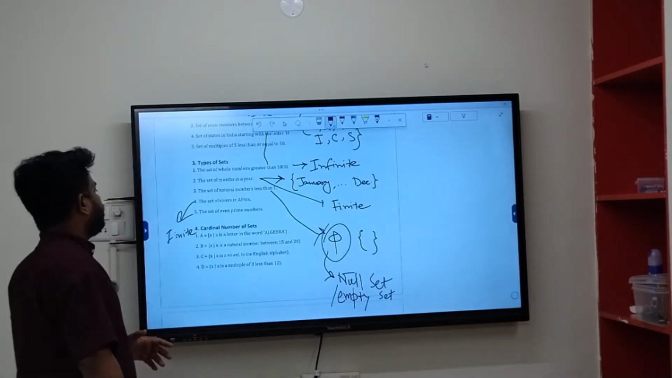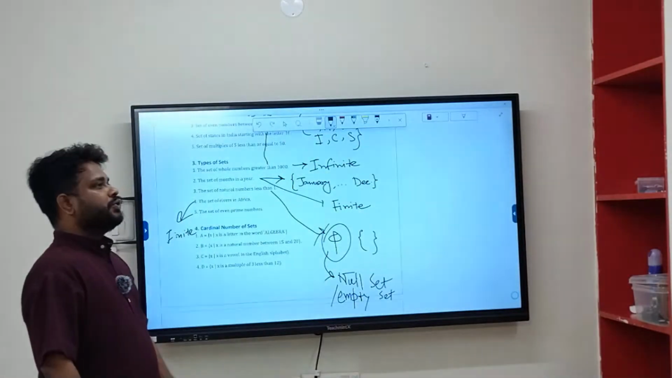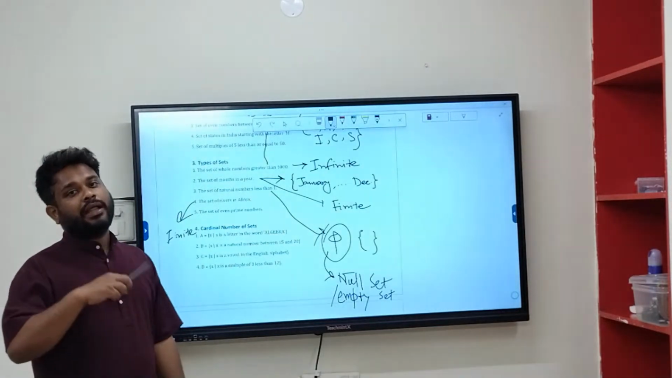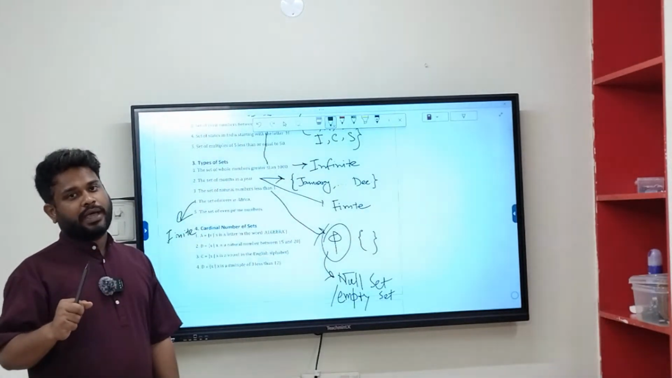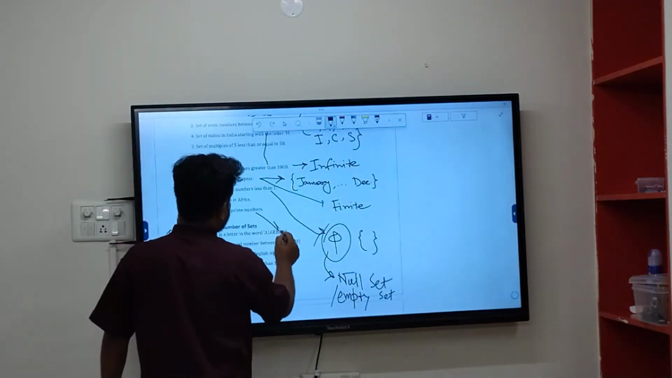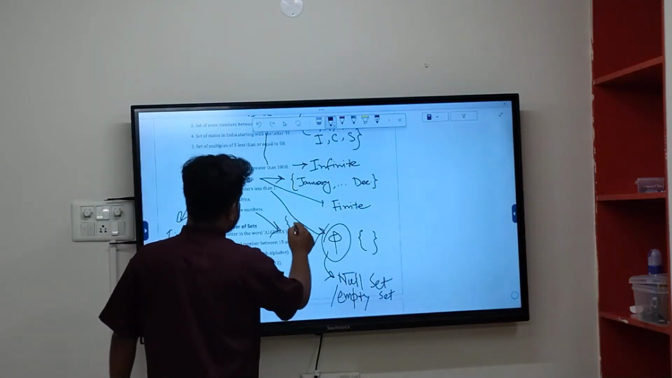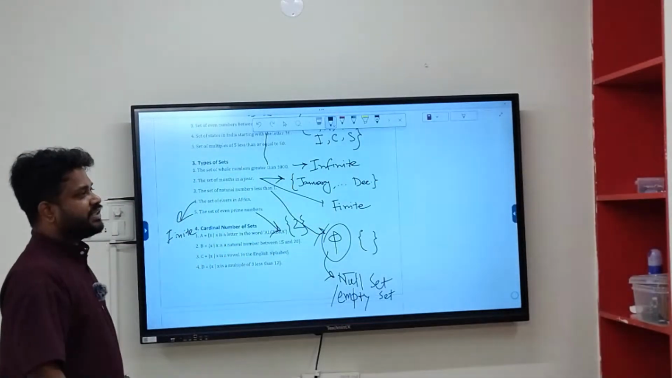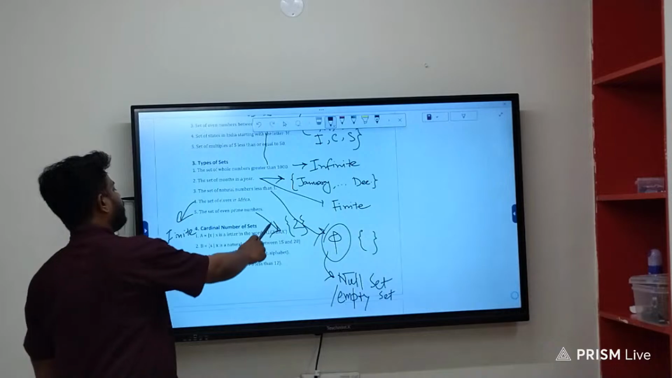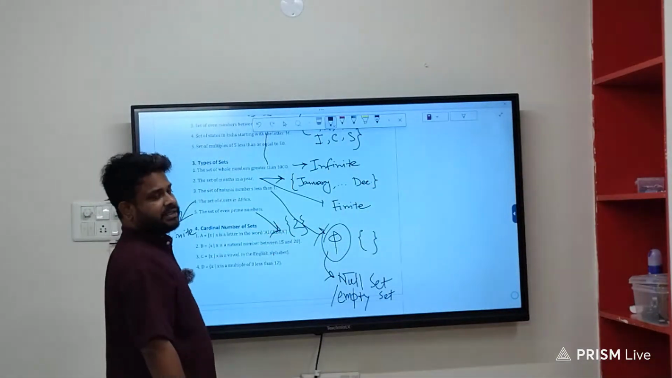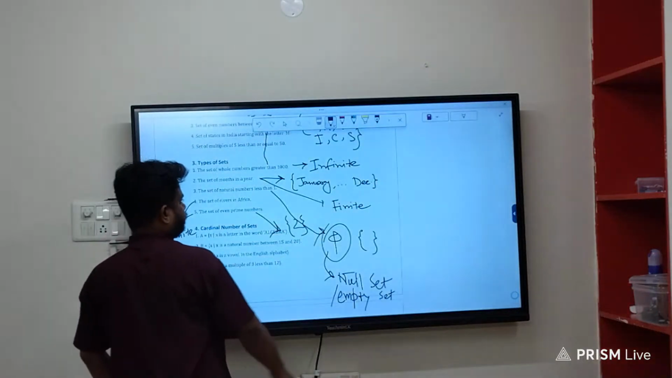The fifth one, the set of even prime numbers. There is only one number which is even and prime as well. Can you tell me which it is? Yes, that's 2. 2 is the only prime number which is even. So 2 is the only element of this set. So this can be called a singleton set. Okay.